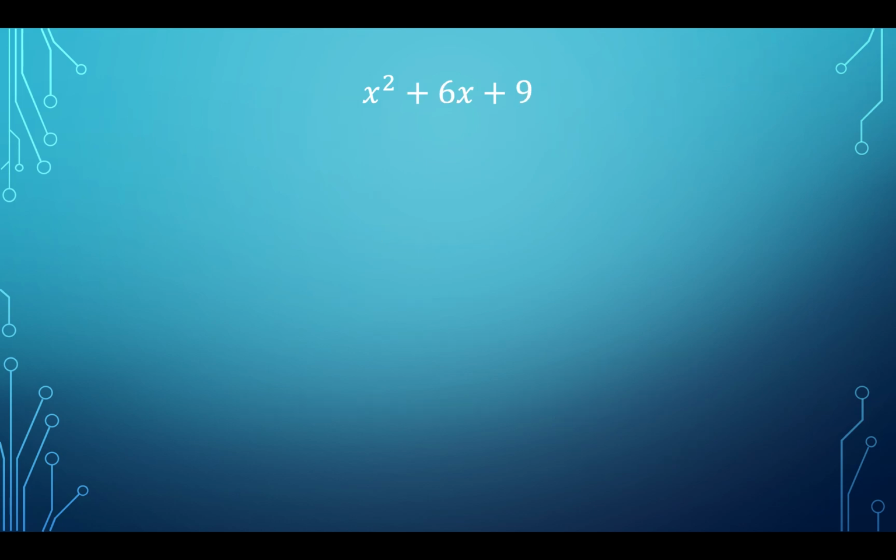Then let's try this one. We have x squared plus 6x plus 9. It will have the form a plus b squared. Why? Because we have a positive here and a positive here. Are a and b perfect squares? Yes. How do we know that?